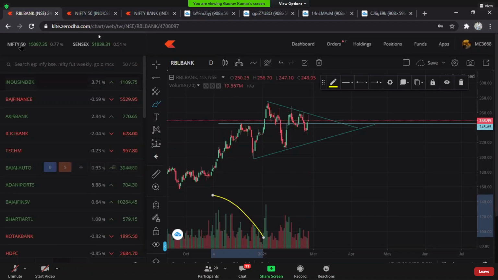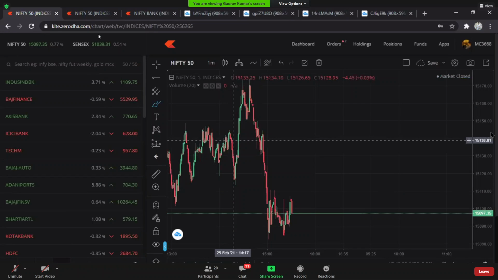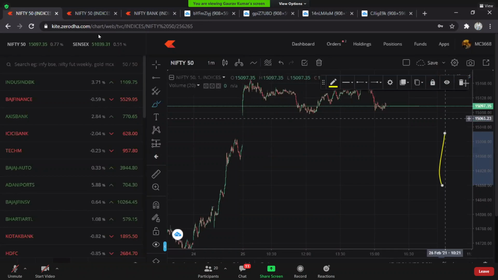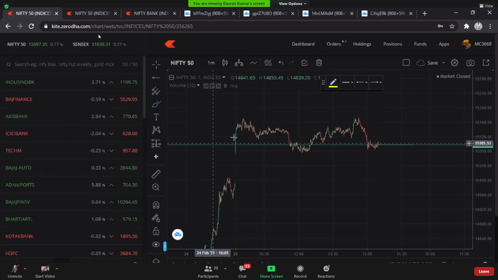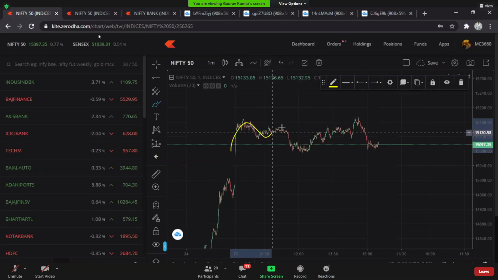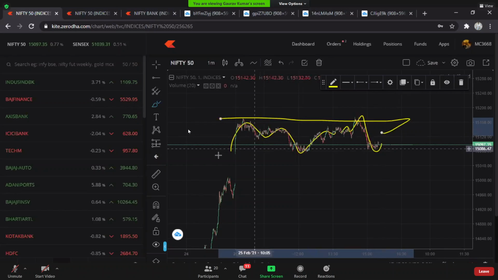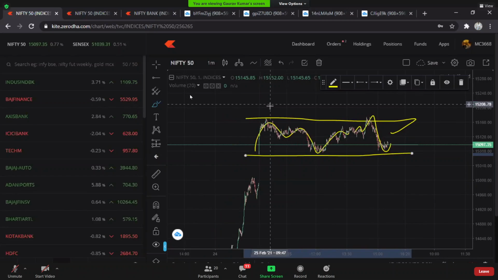Today, what was the index doing? Just look how shitty the index was today. This is called volatility. Anyone who wants to know what volatility is, just look at this. Top, low, another top, low. This is called volatility. The market had no particular direction. It was trading inside this zone. Sometimes up, sometimes down.